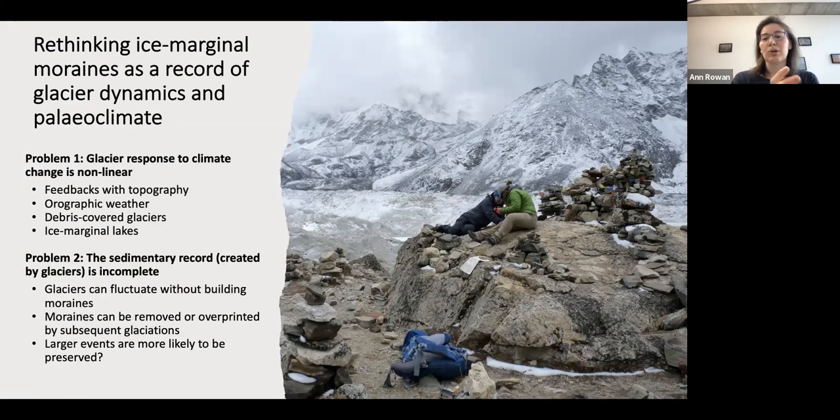I think that's a really nice example of how we can use moraines to infer paleoclimate and how paleoclimate has changed over a relatively short amount of time.